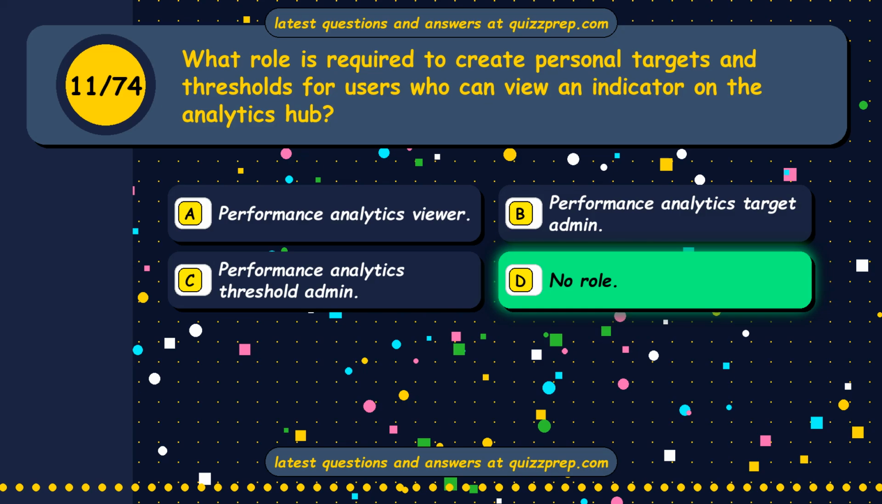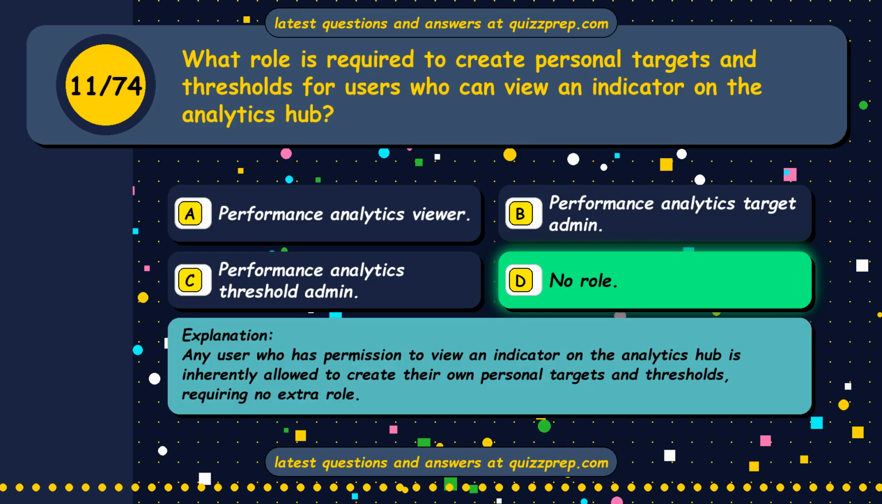The correct answer is option D, no role. Any user who has permission to view an indicator on the Analytics Hub is inherently allowed to create their own personal targets and thresholds, requiring no extra role.